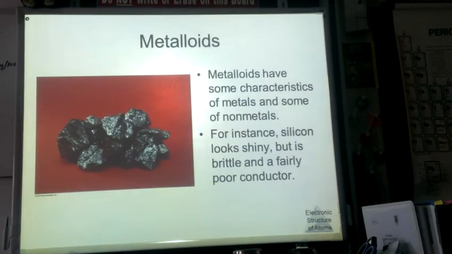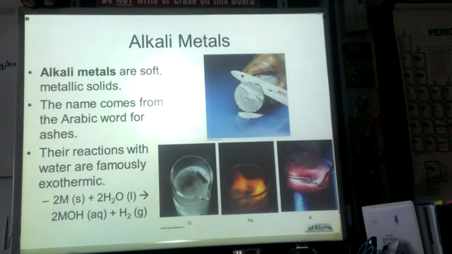Metalloids have some characteristics of metals, some characteristics of nonmetals. So this is an example of silicon. It looks really, really shiny, but it's very brittle, and it's not a very good conductor of electricity and heat.